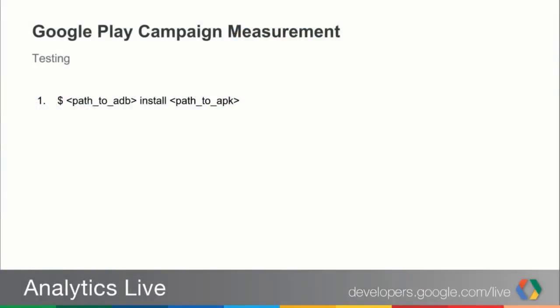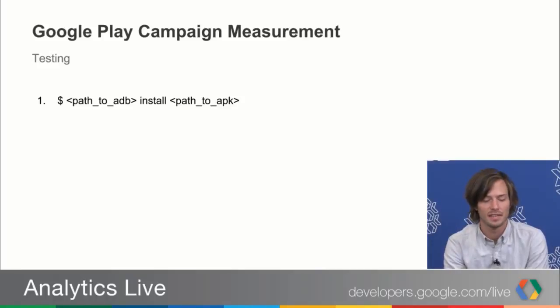First one is, once you're ready to test, you want to install your application on the device that you're using to test. So it could be an emulator, or it could be a connected device. It's a pretty simple command. You just use whatever your path to ADB is, the Android Debug Bridge. I think for most people they have a symlink, so it's usually just adb install and then the path to your APK file.